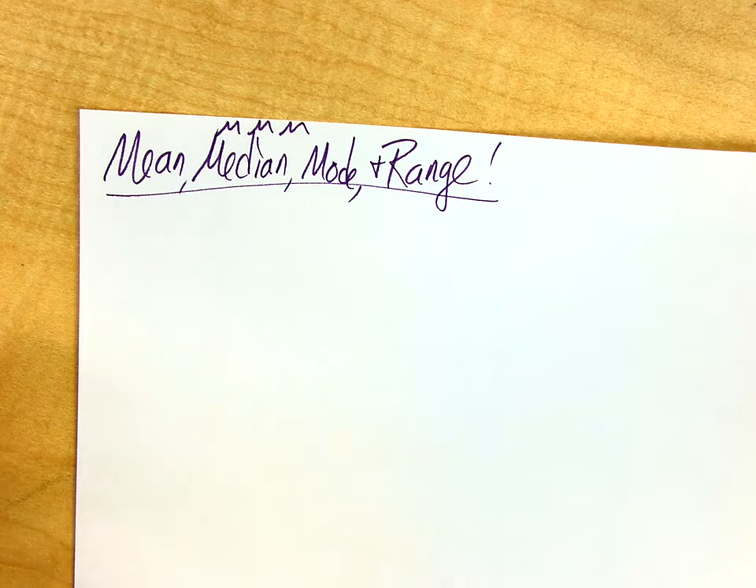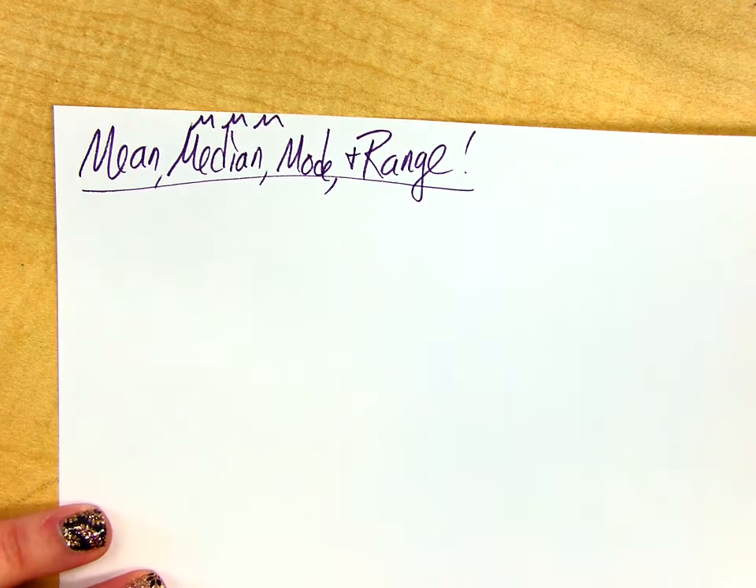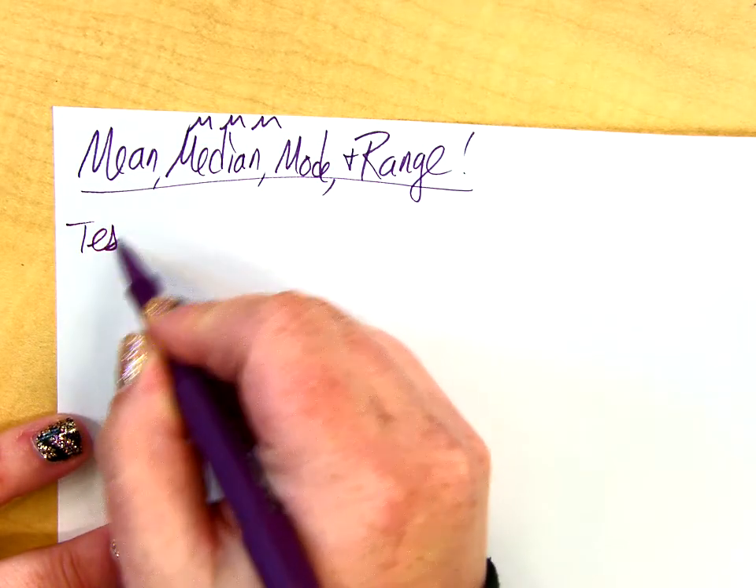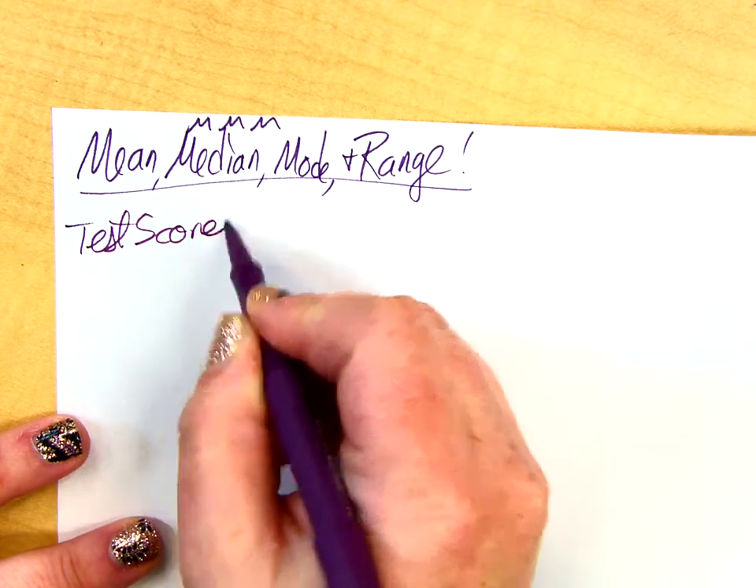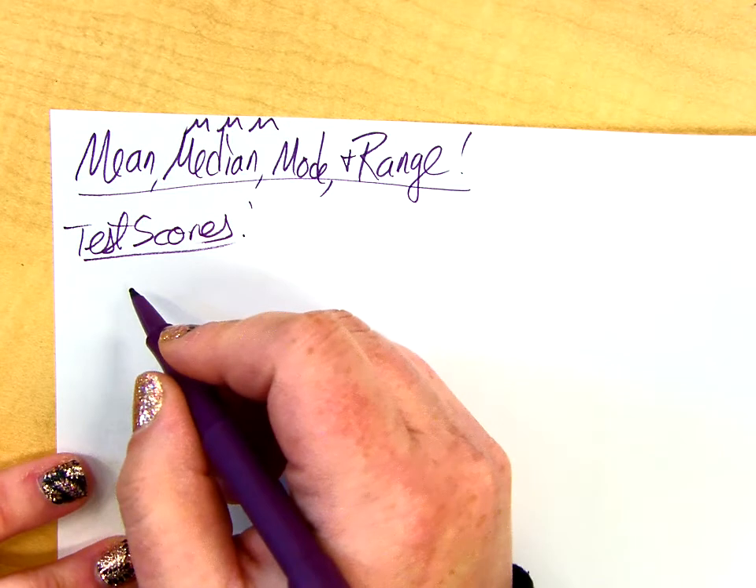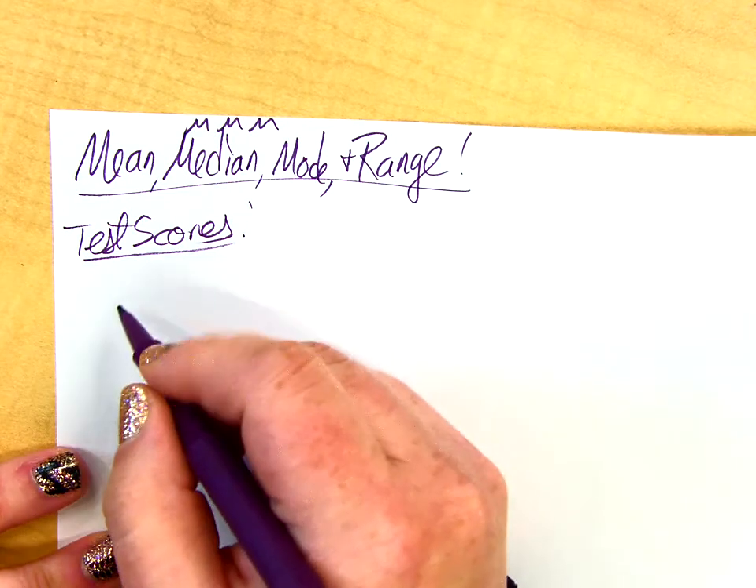So why don't we give ourselves a list of numbers to work off of, and we can find the mean, median, mode, and range of that set of numbers. Let's just do test scores. That's nice and easy. And let's do 10 again. That seems to be a nice number. So give me some test scores.